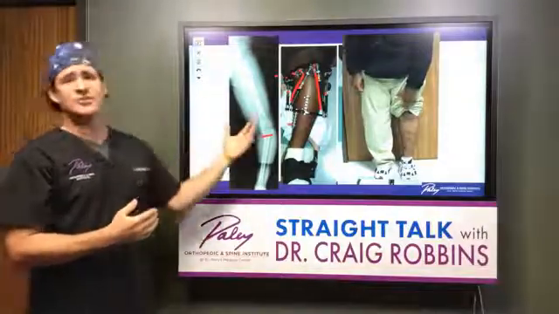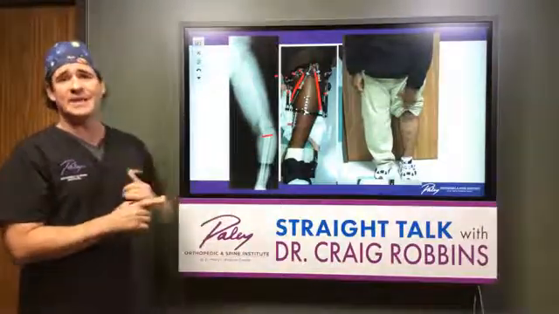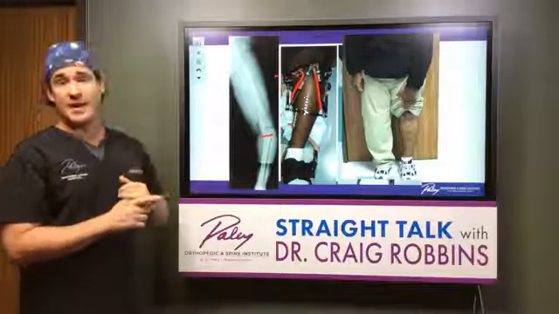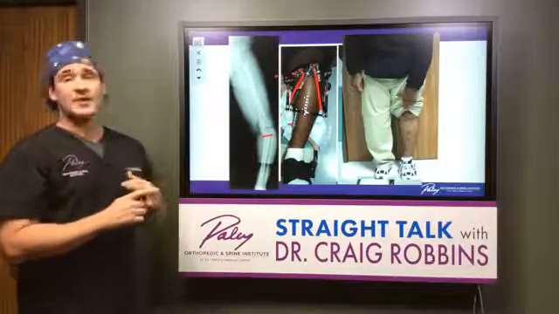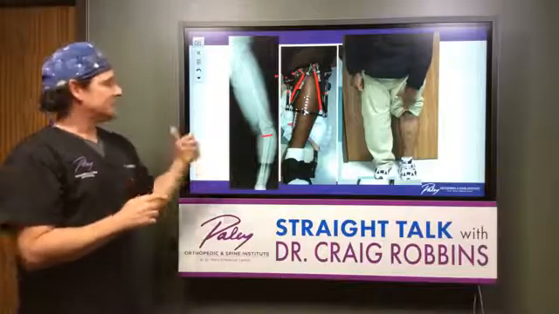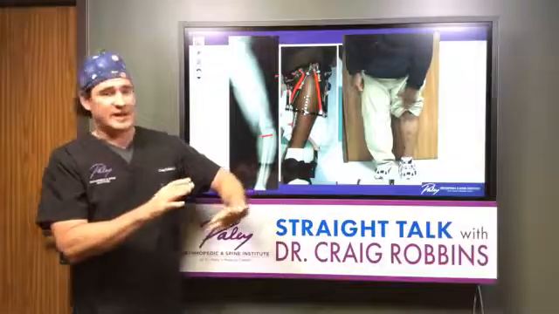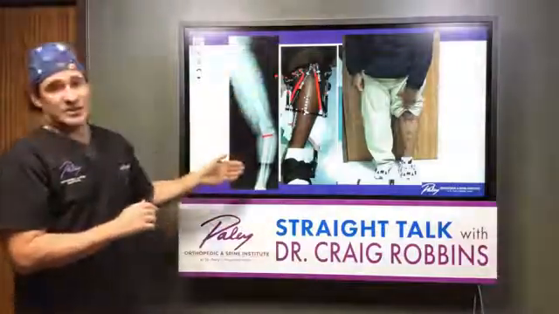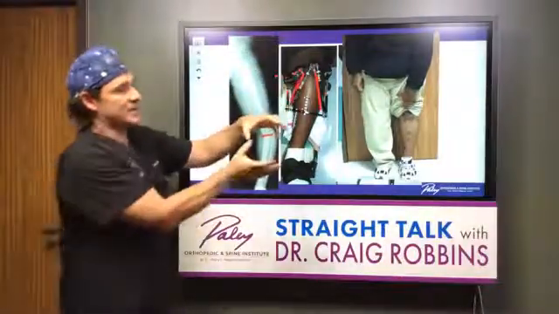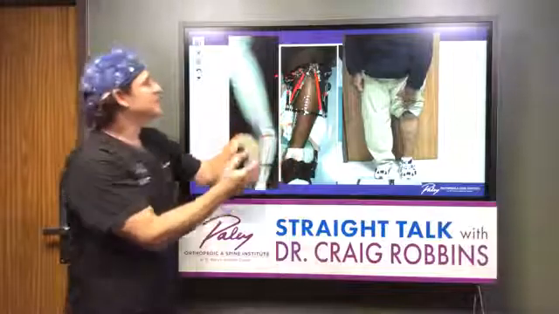The reason we choose to do this is, 1, we can't guide the growth because they're not growing anymore, and 2, it allows us to correct multiple problems at once. Without getting into too much detail, this child had rotation of the leg as well as angulation of the leg. So with this device, we can correct multiple problems at once.